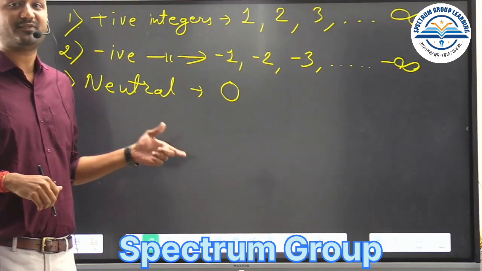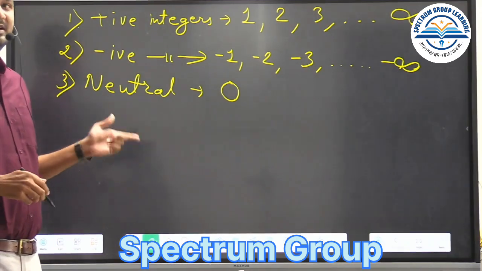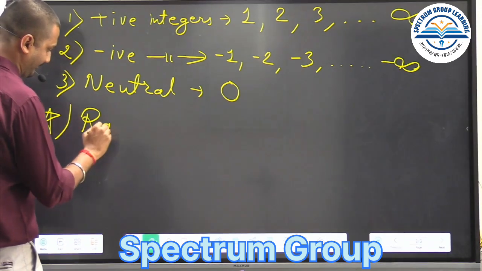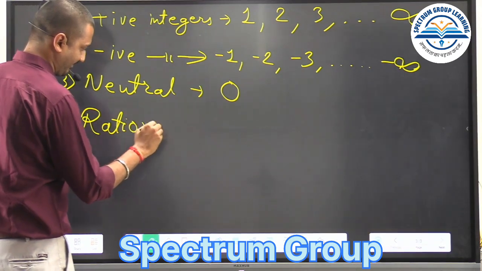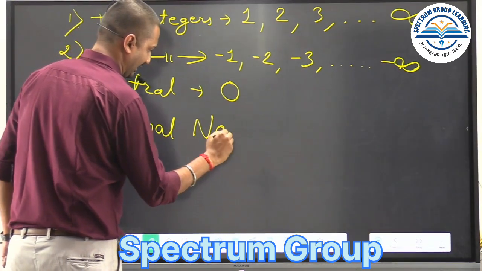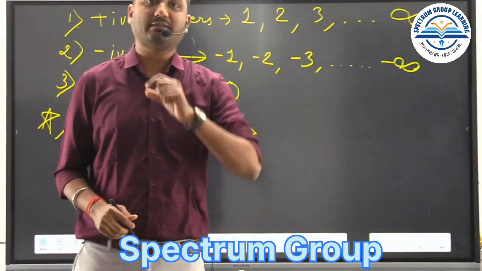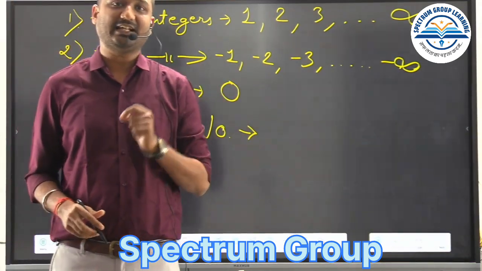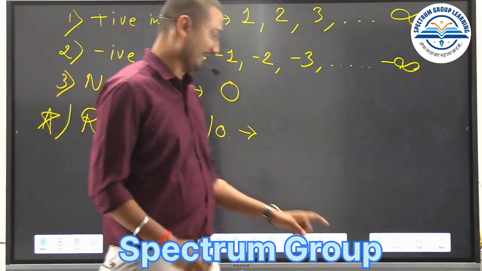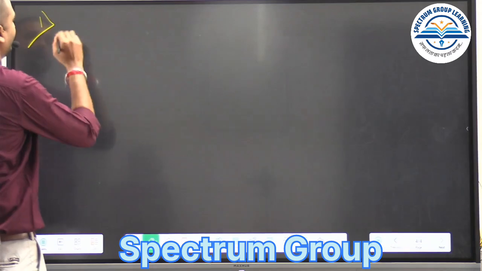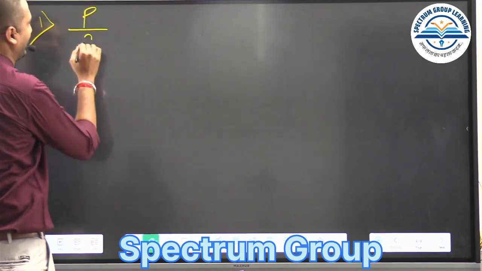For rational numbers we have to understand the integers, because after this we will see the rational number. What? Rational numbers. There are three conditions. If the number satisfies those three conditions, then we call that number a rational number. Now what are the three conditions? First, the number should be written in the form of P by Q.